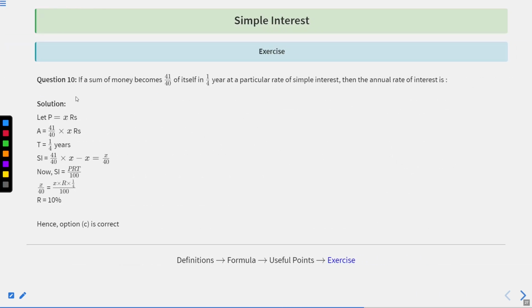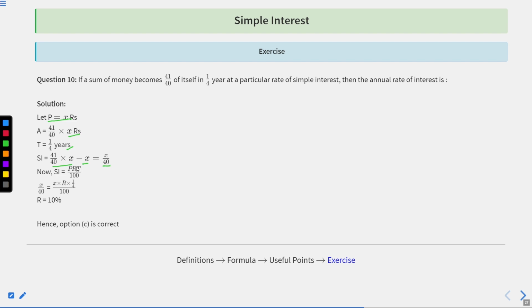So in this question, let us suppose the principal amount was X and the amount A becomes 41 upon 40 of X over the time period of 1 upon 4 years. So the simple interest is 41 upon 40 into X, that is the amount, minus the principal, which will give you simple interest, that is X upon 40.